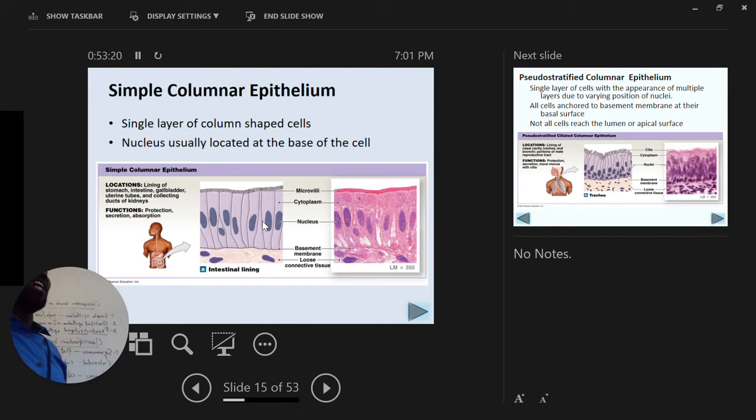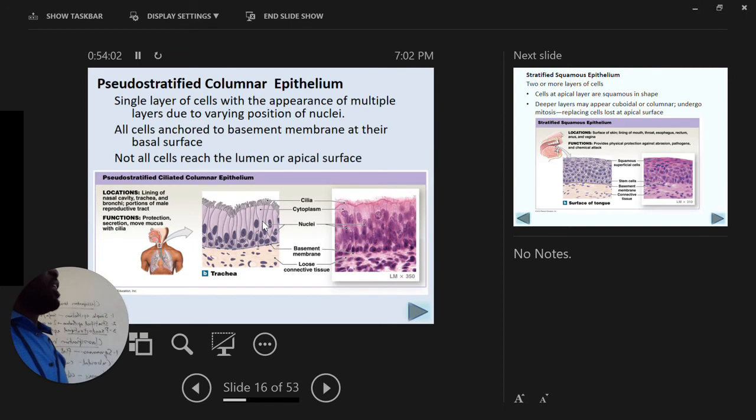And think about it, the way I joke with it sometimes: columnar usually have their nucleus at the base. So their nucleus is protected. So they can protect with the other part of the cytoplasm, and nothing will happen to the cell because the nucleus is actually at the base. Make sense? Good. All right, so you see them in the lining of the stomach, the intestine, gallbladder, the uterine tubes, and the collecting ducts of kidneys. So majorly, I need you to know their description, where they are located, and their function.